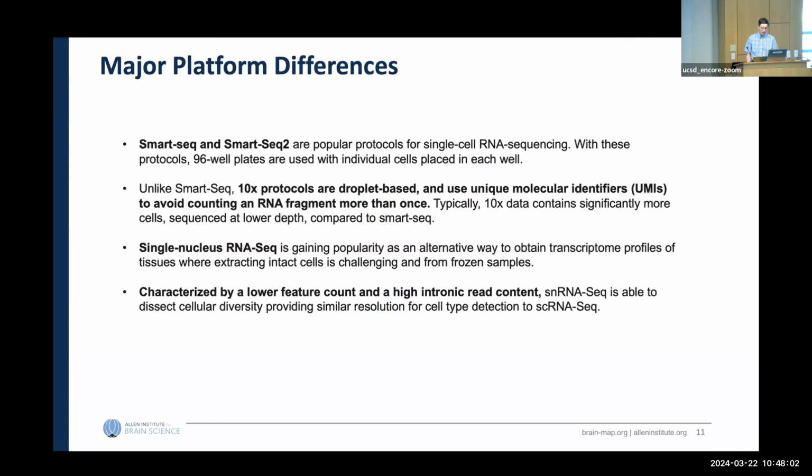Should we do that? So we've said enough about that. We don't really want to say too much about the difference between these platforms. This information is in the slides.